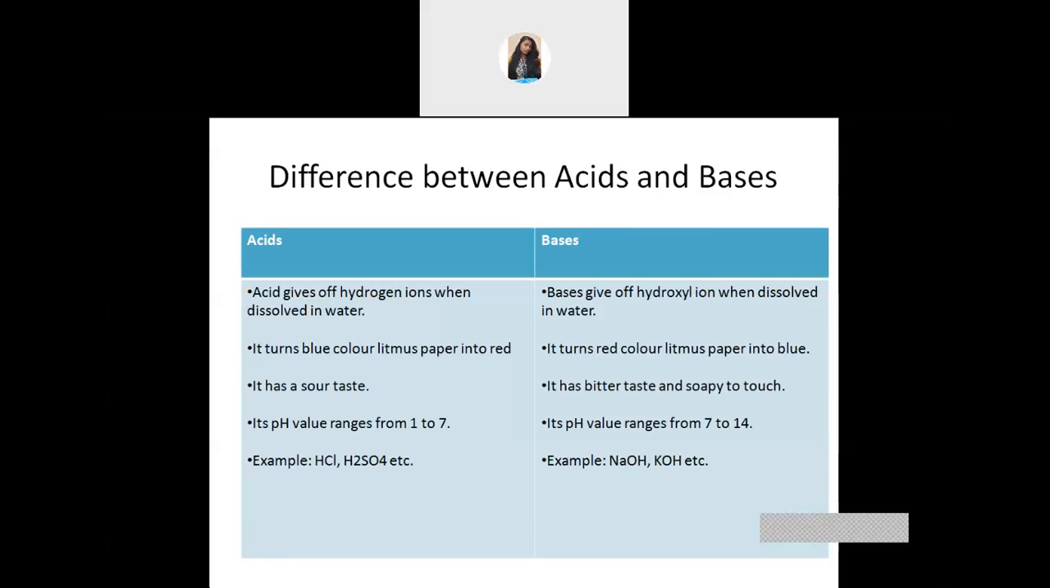Some examples of acids are hydrochloric acid, sulfuric acid, acetic acid. So many acids are there in your laboratory, and some bases are sodium hydroxide, potassium hydroxide, etc. These are some examples.